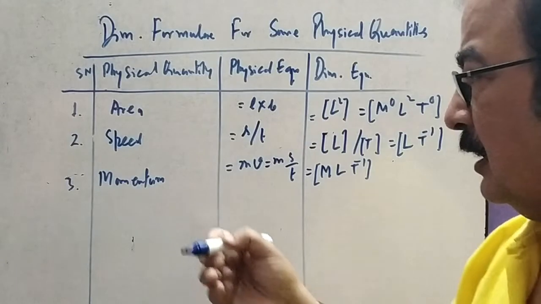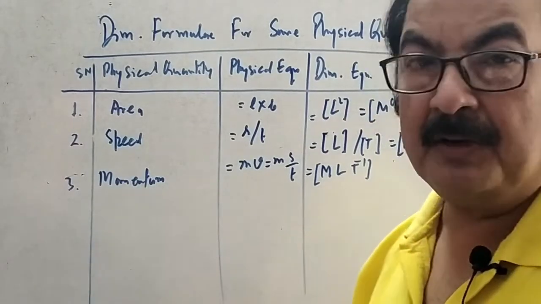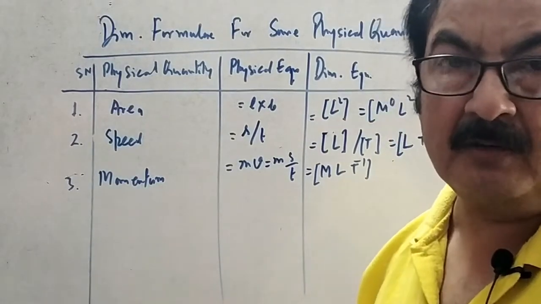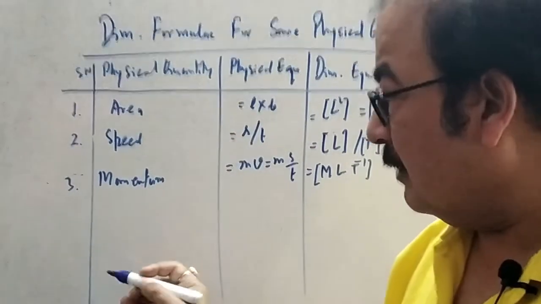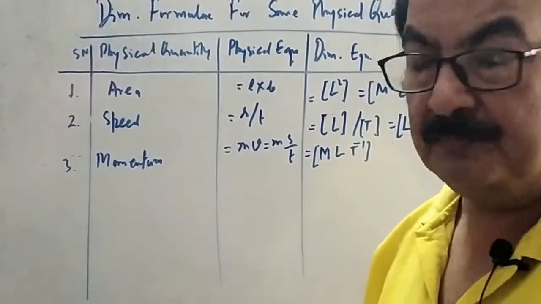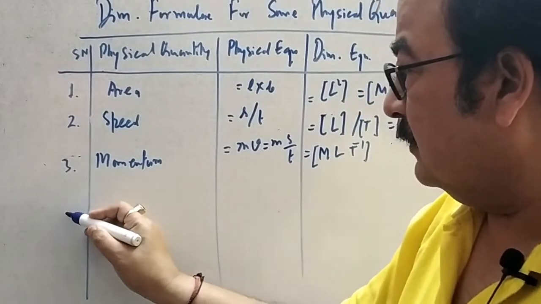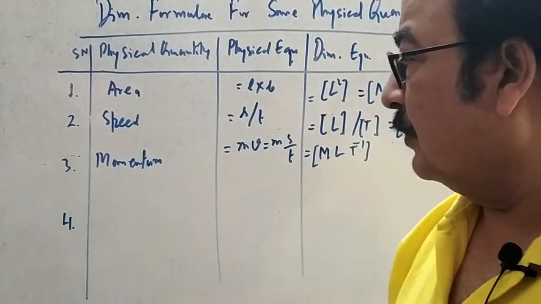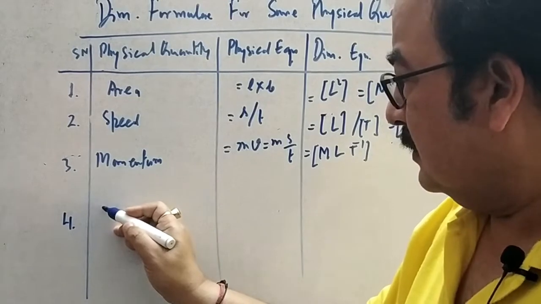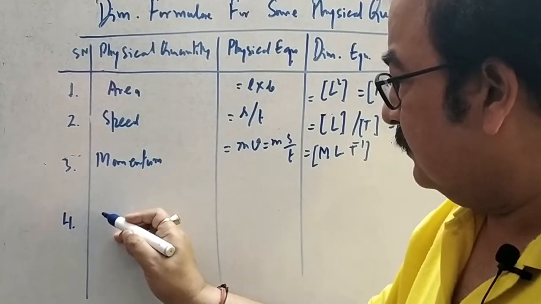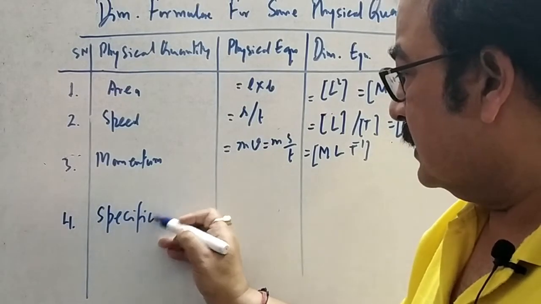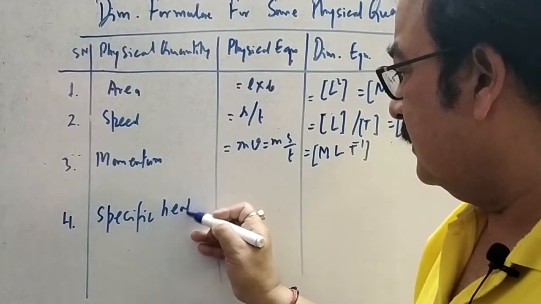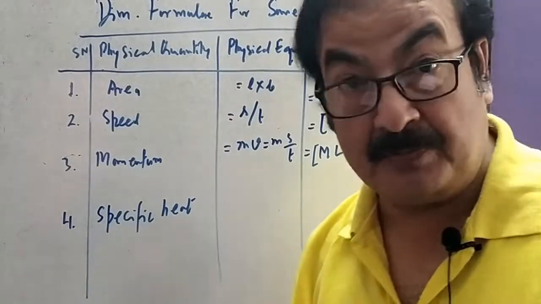There are so many things, like if we write power equal to work upon time. What is work? Work equal to your energy. Dimension of energy same as work. And suppose we write fourth one as, say, specific heat. Now it is specific heat.